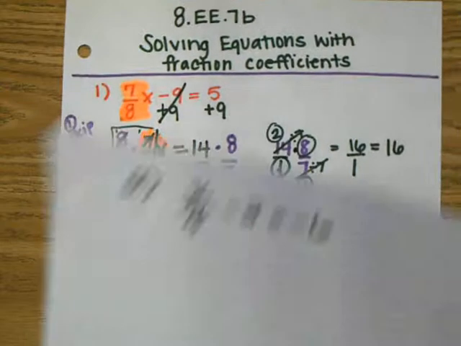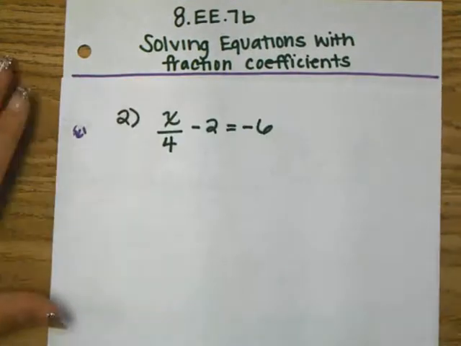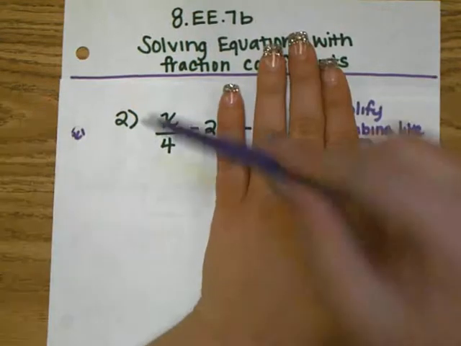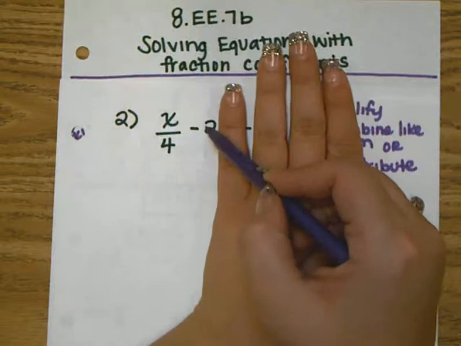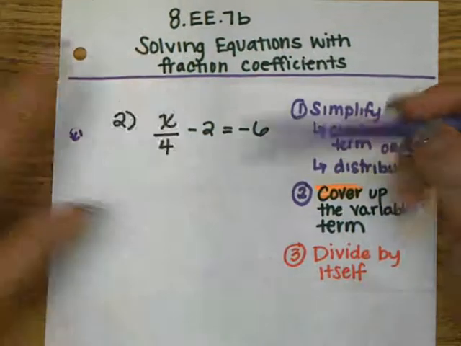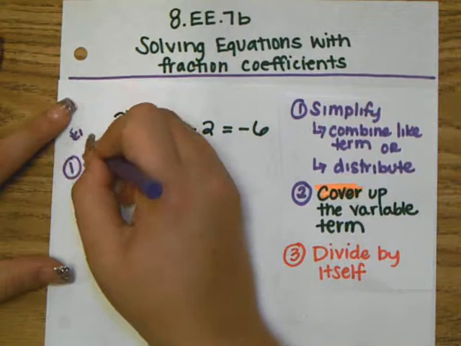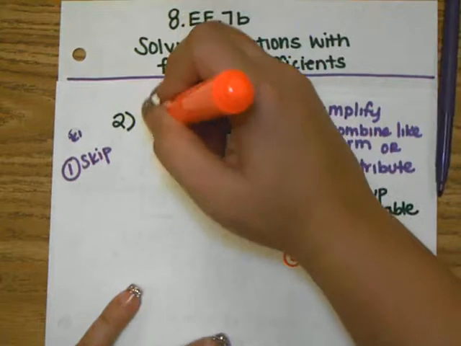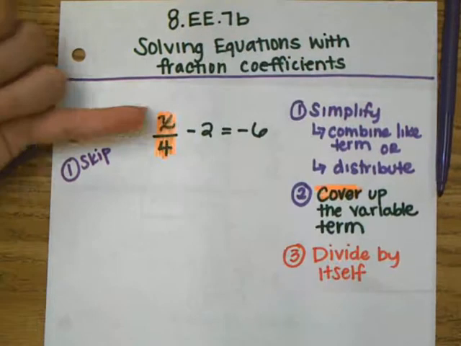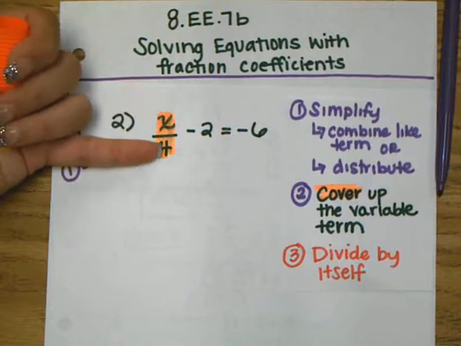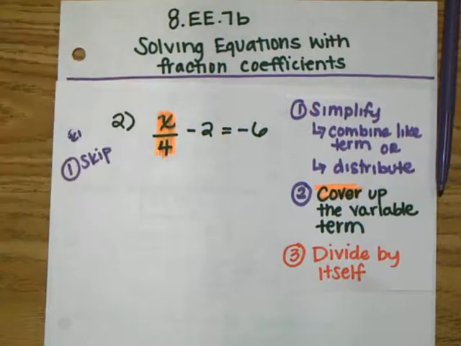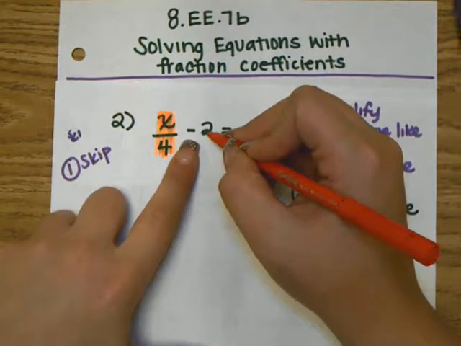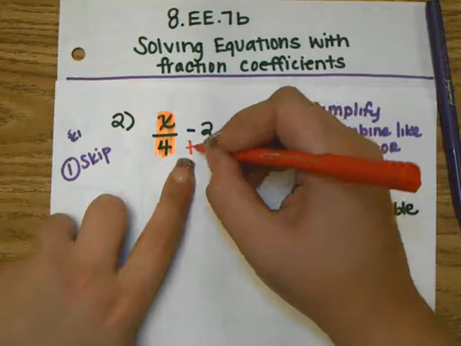Okay, so let's go ahead and try another problem with fractions. Look at example 2. So first step is to simplify. We can't simplify these. This has an x, this doesn't. Can't simplify. So step 1, we skip. Step 2, I'm going to highlight where the variable is. So this is together. This is x over 4. X divided by 4, that's together.